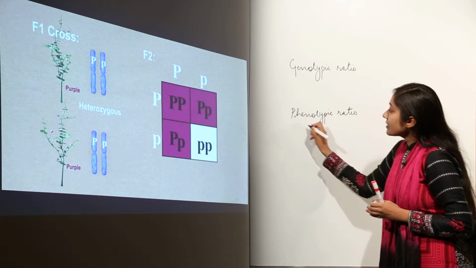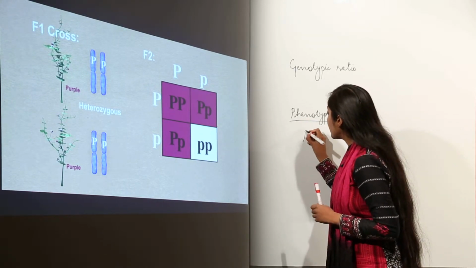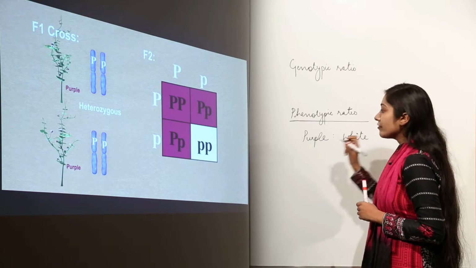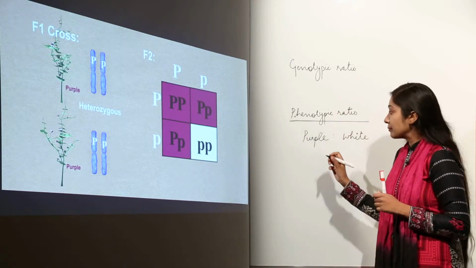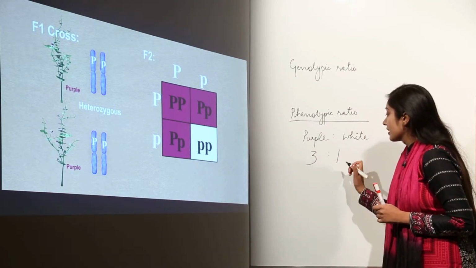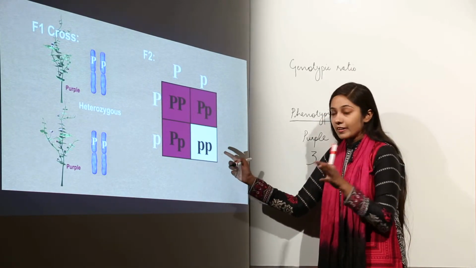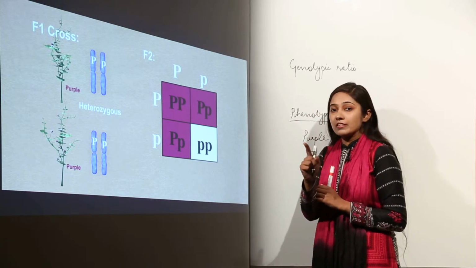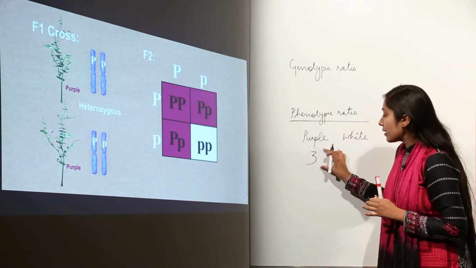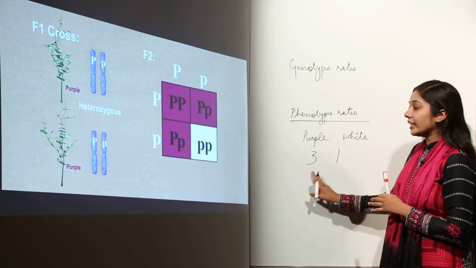So let us discuss the phenotypic ratio first for this cross. How many plants will have purple flowers and how many plants will have white flowers? Definitely, as you can see, three plants are going to have purple flowers and one plant is going to have white flowers, because the recessive trait is going to express only when present in pairs, right? Because if one dominant gene is present, the dominant character is going to be expressed. So physically you'll see three plants with purple flowers and one plant with white flowers. So the phenotypic ratio becomes 3:1.